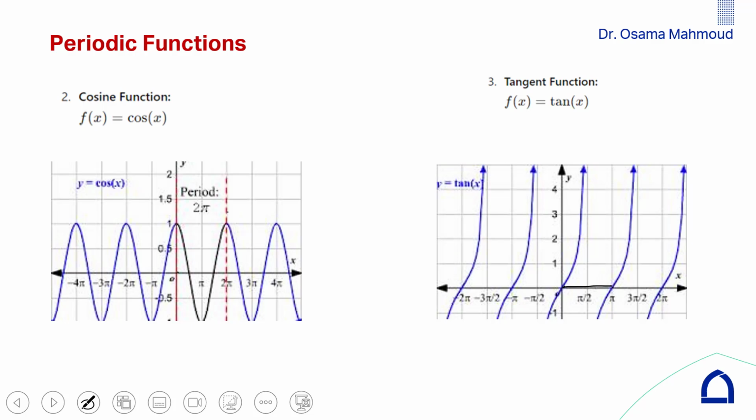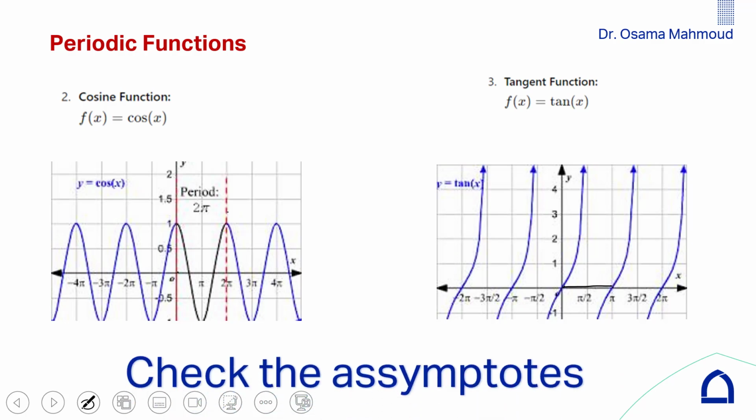Just to check, do you have asymptotes here? Yes. For the cosine and sine, you have horizontal asymptotes. How many asymptotes do you have? You have 2. Yes, y equal to 1 and y equal to minus 1. So you have 2 horizontal asymptotes.